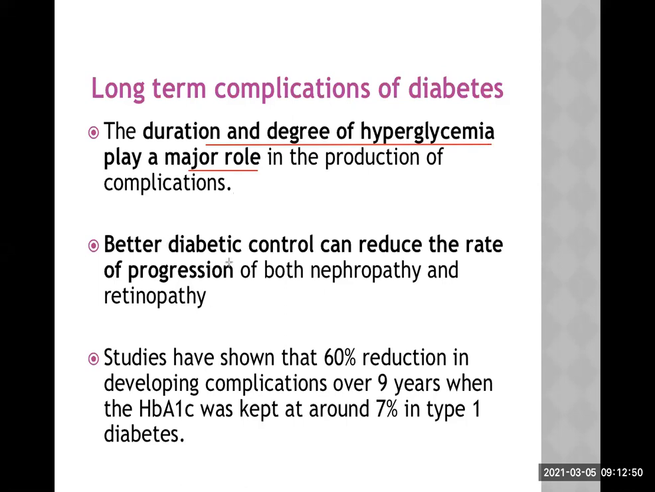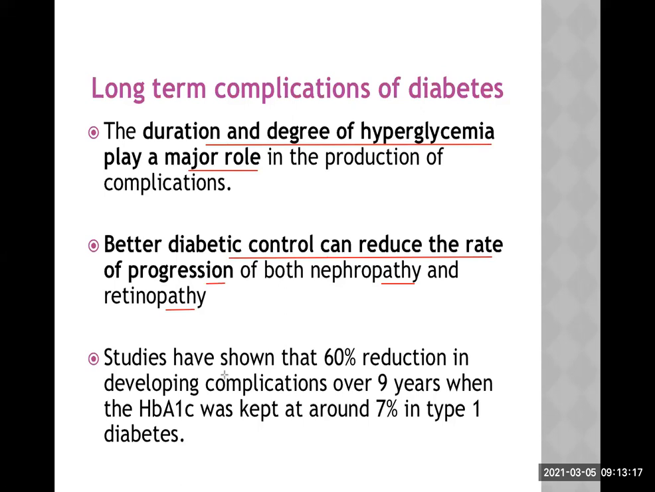Better diabetic control can reduce the rate of progression of both nephropathy and retinopathy. Better diabetic control means blood sugar should be within normal limits with the help of medicine, or with the help of physical exercise, or with the help of diet control. Then they can postpone the progression or development of nephropathy and retinopathy.